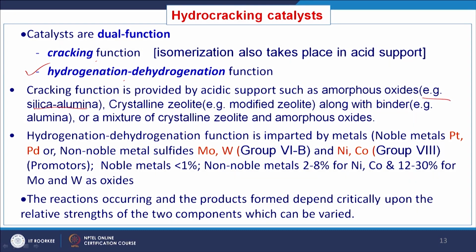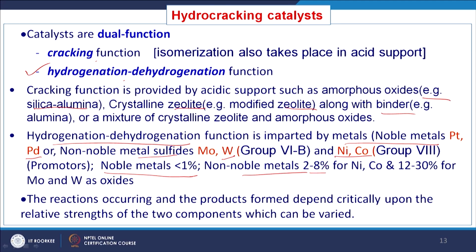and some examples are silica alumina or crystalline zeolite, modified zeolite along with binder. So, these are some examples of acidic sites in the catalyst, and there will be some other sites for hydrogenation dehydrogenation, and these sites basically contain metals, that is noble metals, maybe platinum, palladium, or non-noble metals like molybdenum and tungsten, or nickel cobalt has also been used to increase the hydrogenation dehydrogenation capacity of the catalyst, with noble metals less than 1% and non-noble metals 2 to 8%.